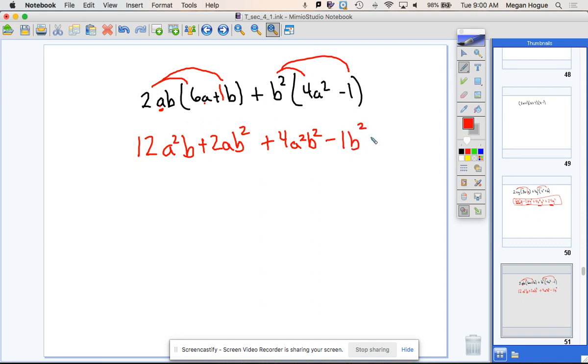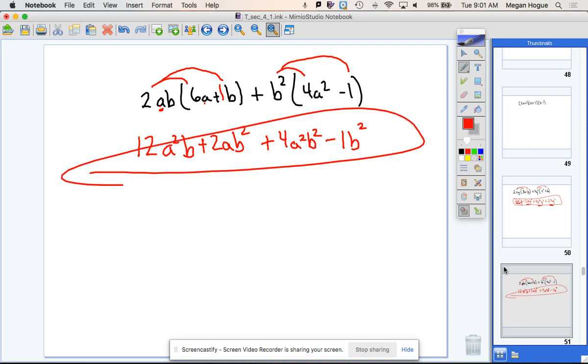Okay, I won't get so excited this time. I'll check my like terms first. So a squared b, is there something that matches? ab squared, is there something that matches? a squared b squared, b squared. No. That's my answer. Well, I got a little excited in my circling.